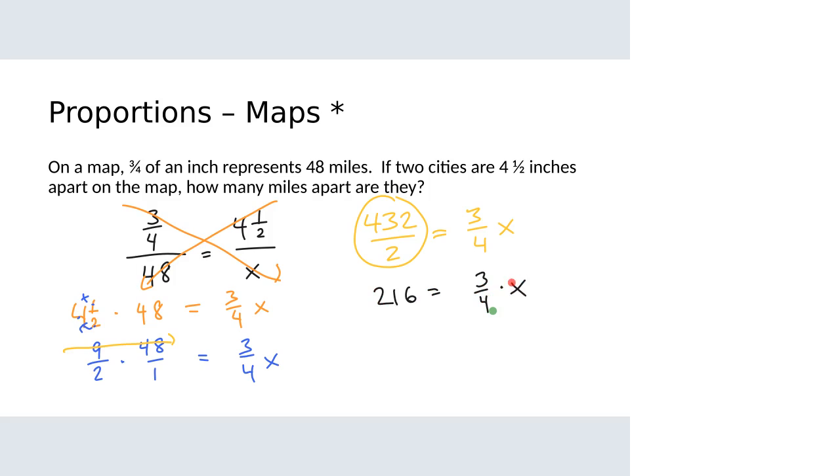Okay, now here, I was kind of hoping you would say fractions because I wanted to get here and ask you, I got to get rid of this 3/4. What am I going to do to make this 3/4 go away? What am I going to do to both sides to make that 3/4 go away? Divide. That is true. I'm going to divide by 3/4 on both sides.